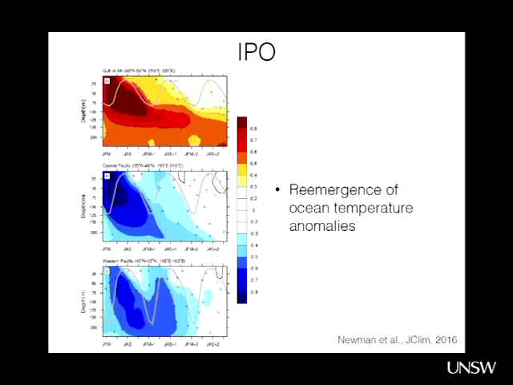Okay, so what causes the IPO? And why does it have a long time? Like, why is it so slow, basically? Part of that is what we call the re-emergence of ocean temperature anomalies. So this is ocean temperature with depth over time after the peak of an IPO event in three different places, in the northern Pacific, the central Pacific, and the western Pacific.